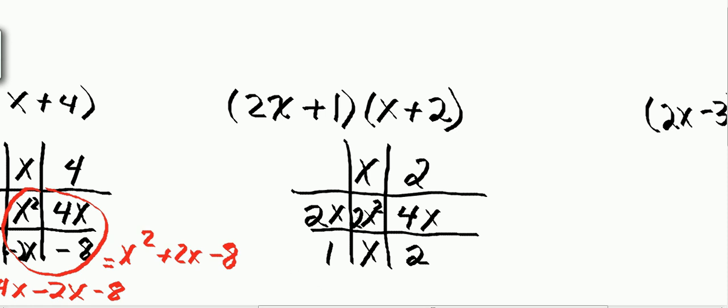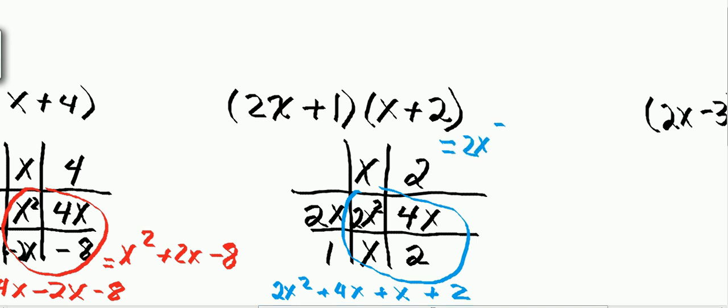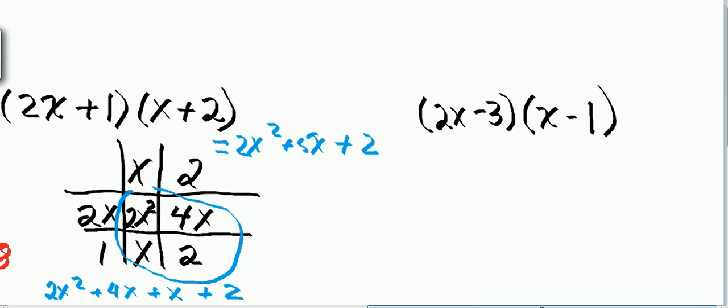I pull those out, what's on the inside here, and I get 2x squared plus 4x plus x plus 2. And what I do then is combine my inside terms, and I get 2x squared plus 5x plus 2. And that's the product of my two polynomials.